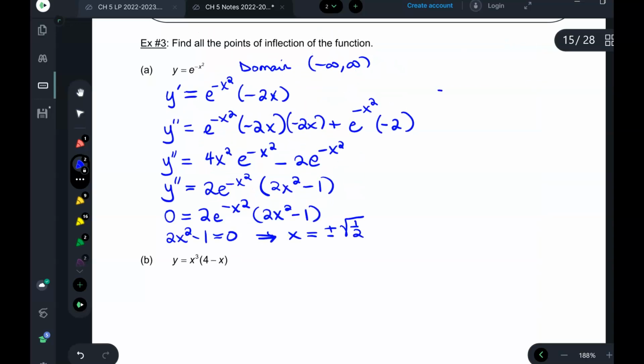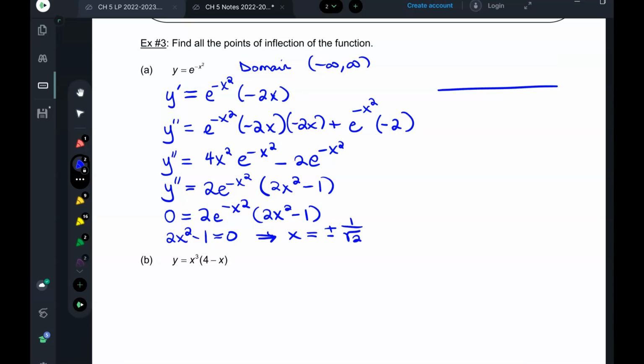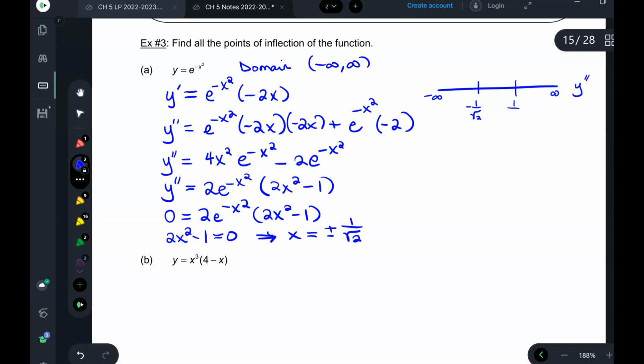Oh wait, isn't it 1 over root 2? Because that's an exponential function, and it'll never be equal to 0. Remember, exponential functions have a horizontal asymptote, so I don't bother with it. So I have negative infinity to infinity, and this is my second derivative. Negative 1 over root 2, positive 1 over root 2.